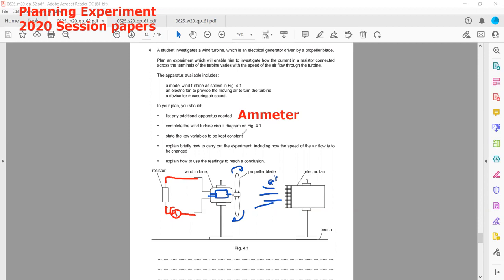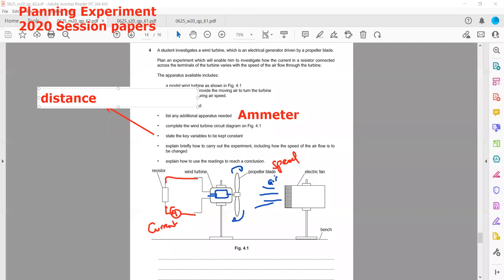Then state key variables that must be kept constant. So we are finding the effect of wind speed, or speed of the air, on the current produced by this turbine. We have to keep all the other parameters constant. So what other key variables can we keep constant here? The distance, for example, should be constant as well. The distance between the fan and the turbine should be constant. What else?